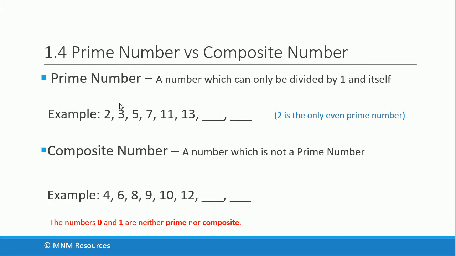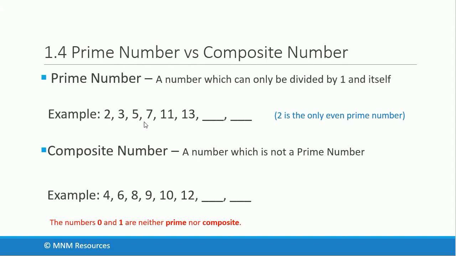Let's go along. 3. We know that 3 can be divided by 1 and 3 and no other number. So 3 is definitely a prime number. What about 4? 4 can be divided by 1 and 4, yes, but it can also be divided by 2 because it's an even number. So 4 is a composite number. What about 5? Can 5 be divided by anything other than 1 and 5? No, it can't. So 5 is a prime number.